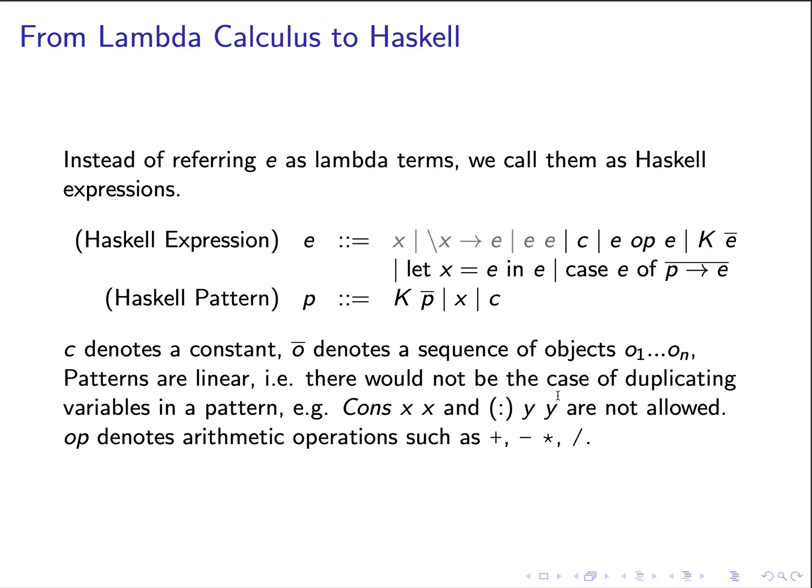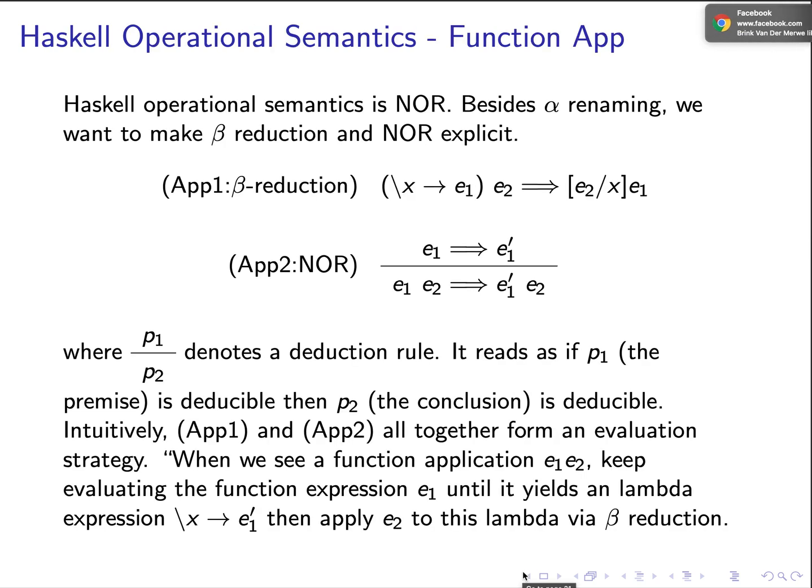Another simple notation to make the syntax more concise is that we use an upper bar to denote a sequence of objects. So, operational semantics. We first consider function application. We have mentioned earlier on that Haskell operational semantics follows the normal order reduction.